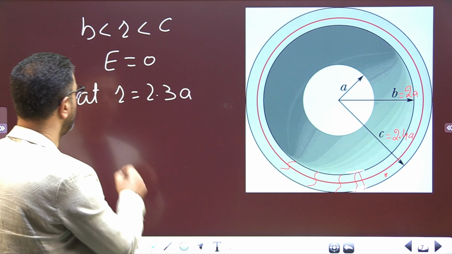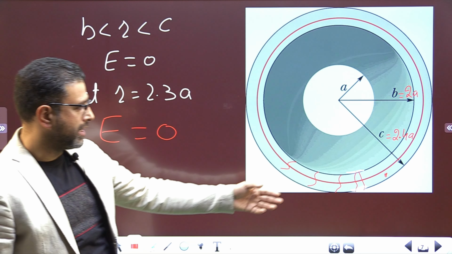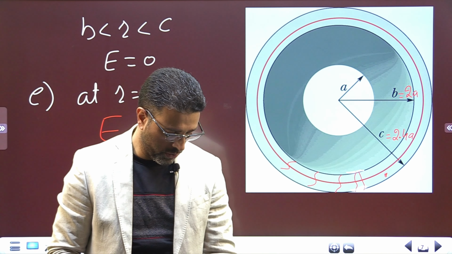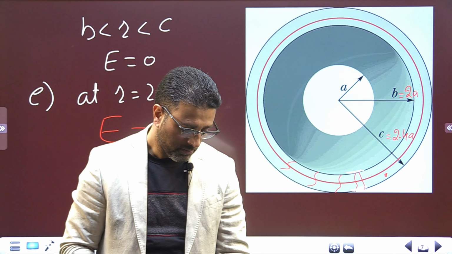So field is 0, simple. Field is equal to 0. This is inside the meat of the metal, so field is 0. Field at every point inside the meat of the metal is 0.